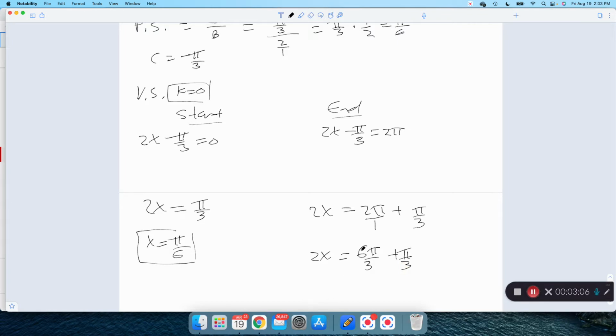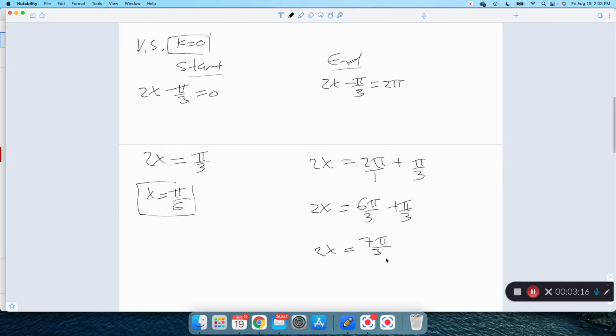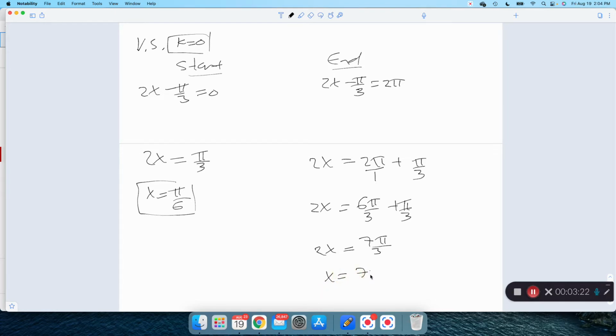Then I can add the fractions. I've got 6 pi over 3 plus 1 pi over 3. That will be 7 pi over 3. Then bring the 2 over. That 2 is going to multiply the 3 on the bottom. My end will be 7 pi over 6.